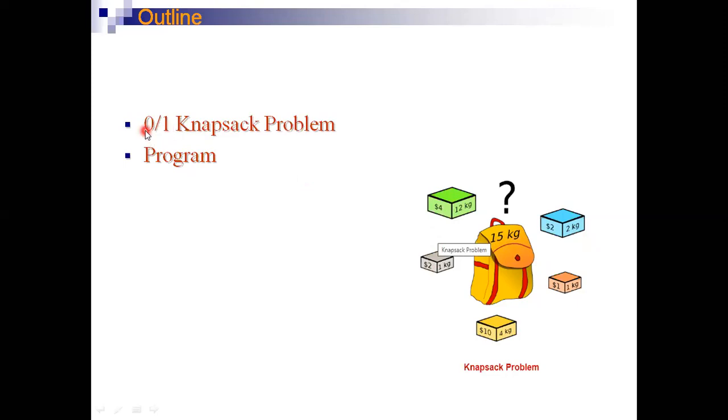That means the objects can either be completely selected, which is 1, or the item is not at all selected. So 0 means not selected, 1 means it is completely selected. Right? So 0/1 knapsack problem is a problem wherein the objects are selected completely. No fraction of the object is allowed to be selected.